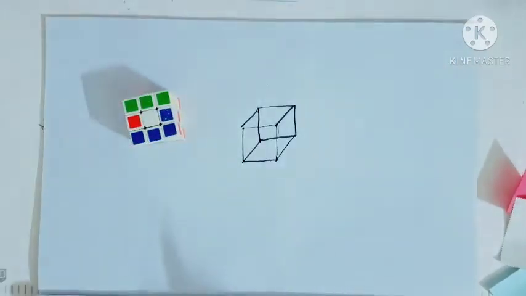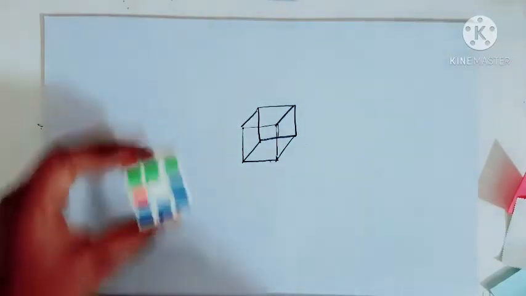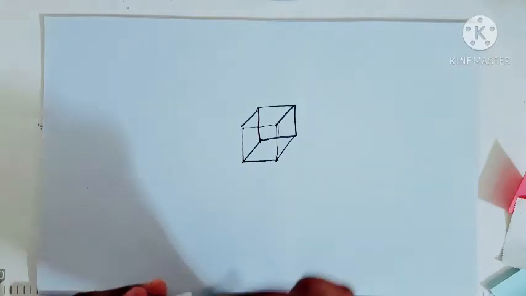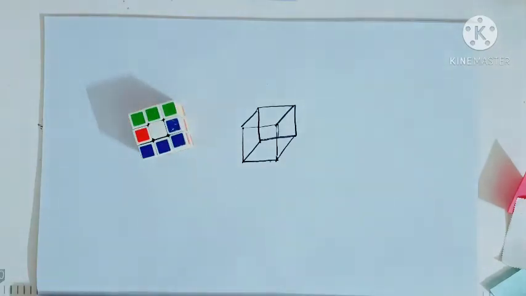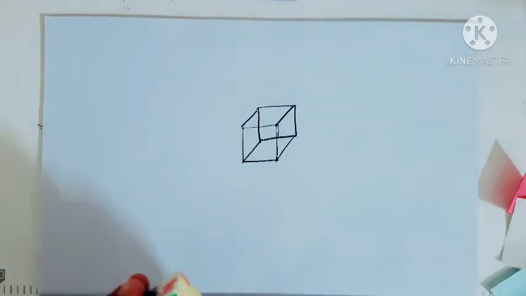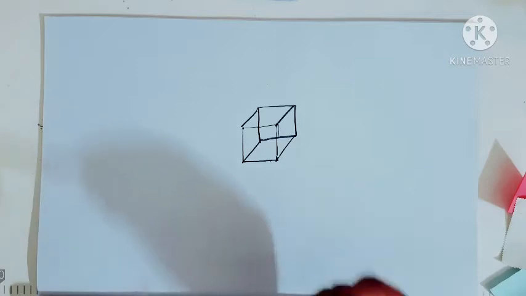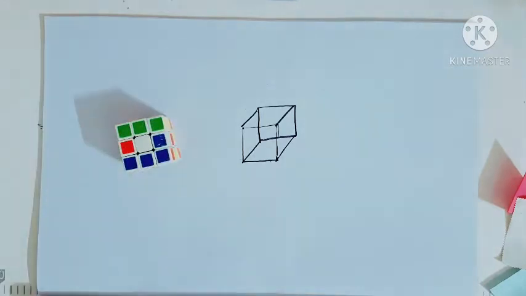So you have 6 flat surfaces and 8 vertices. So like this, point 1, 2, 3, 4. All the sides, if you count, you will get 8. Okay. Next, 12 edges. So you have 1, 2, 3, 4, 5, 6, 7, 8, 9, 10, 11, 12. So we have 12 edges.